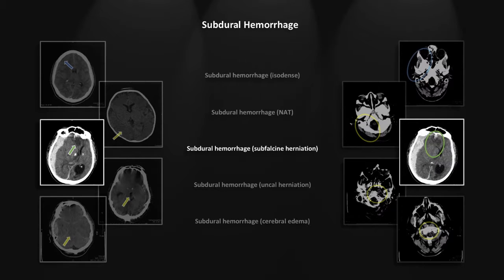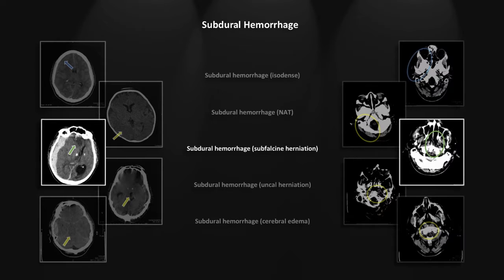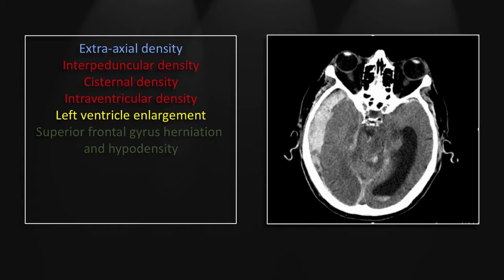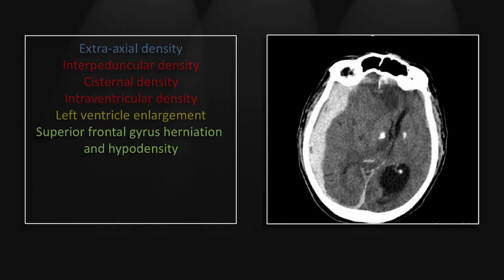Our next case is one of subdural hemorrhage with subfalcine herniation. This patient has a large right extraaxial density with small hypodense elements and a laminated appearance, suggesting it is an acute on subacute or possibly stuttering hemorrhage. This patient also has multiple locations of subarachnoid hemorrhage, interpeduncular, paramesencephalic cistern, and dependent intraventricular in a ventricle that is markedly dilated.